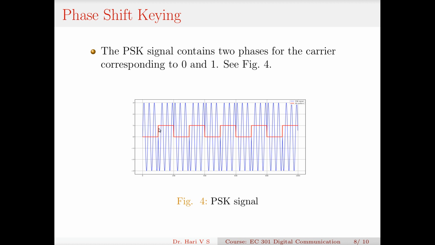Now it makes a transition from 0 to 1. Now the phase reverses by 180 degrees. Again, the same frequency, but the phase is inverted by 180 degrees at the transition at this point. So again it comes here, again it makes a transition from high to low. So there is a phase reversal by 180 degrees. Whenever my receiver encounters a change in phase, it detects that there is a change in bit also. So this particular scheme is called the binary phase shift keying scheme, or BPSK system.